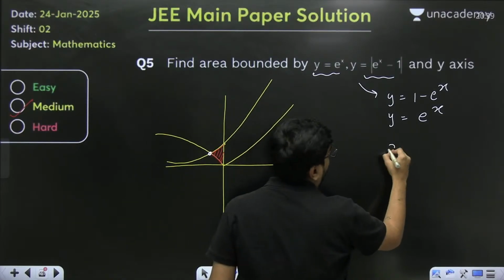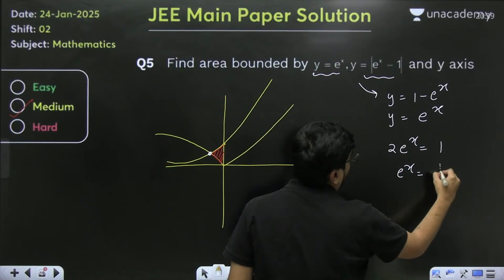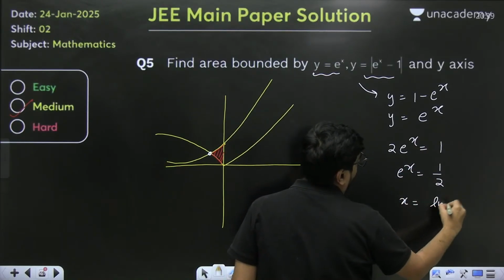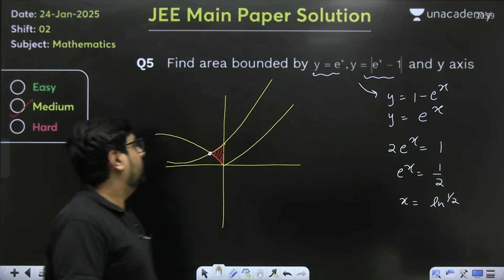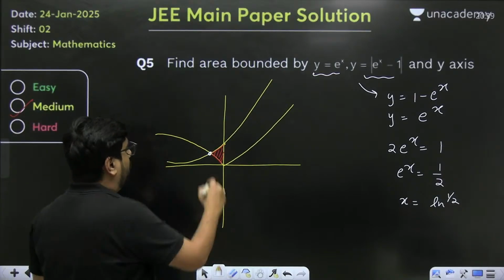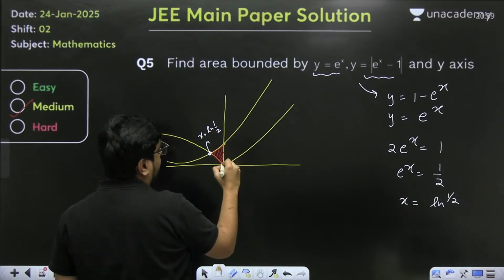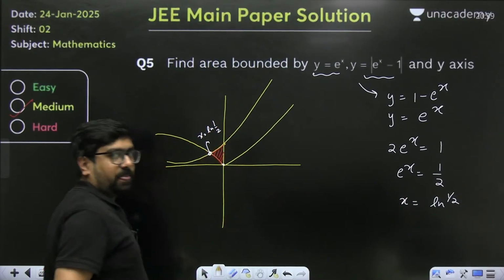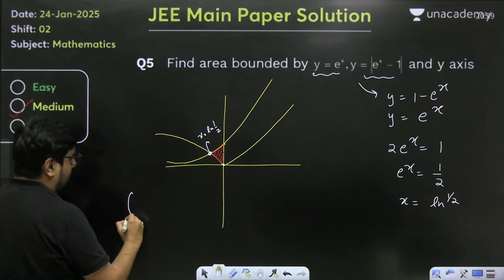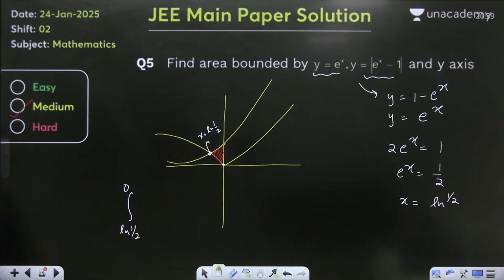Okay, so it will become 2 into e to the power x equal to 1. E to the power x will be equal to 1 by 2. X will be equal to ln of 1 by 2. So this point over here, x will be equal to ln of 1 by 2. And over here, what is x? X is 0. So you know the limits of integration. From ln of 1 by 2, you have to integrate till 0. Correct?